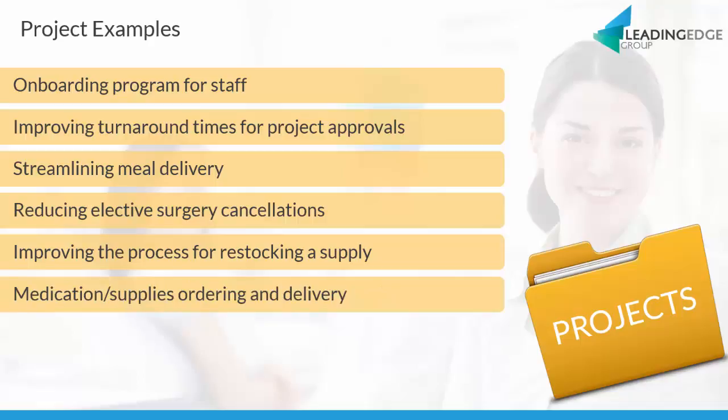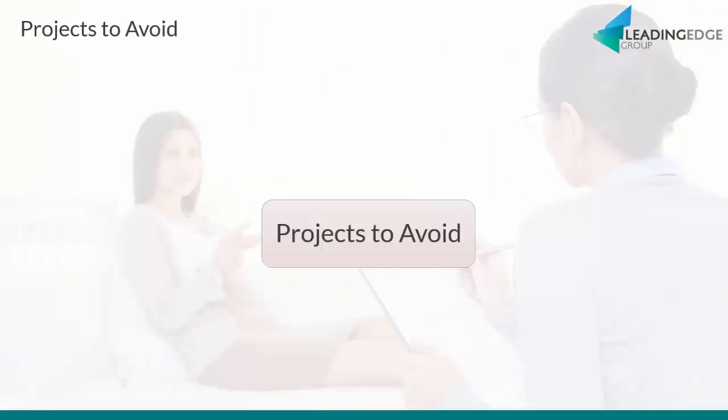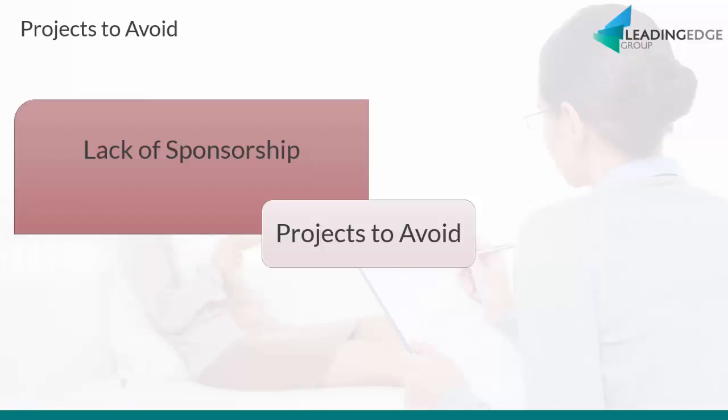Medication supplies ordering and delivery. Can we make that process optimal? Turnaround time for a new program development. These are all good examples of projects. There are cases where you should avoid specific projects, and they aren't projects that have specific areas of focus per se, but they're ones where, as an example, you have lack of sponsorship. If you don't have a sponsor that will remain hands-on through the process to help you remove roadblocks, that's not a project that you should probably take on. There will be a high risk that it will fail.